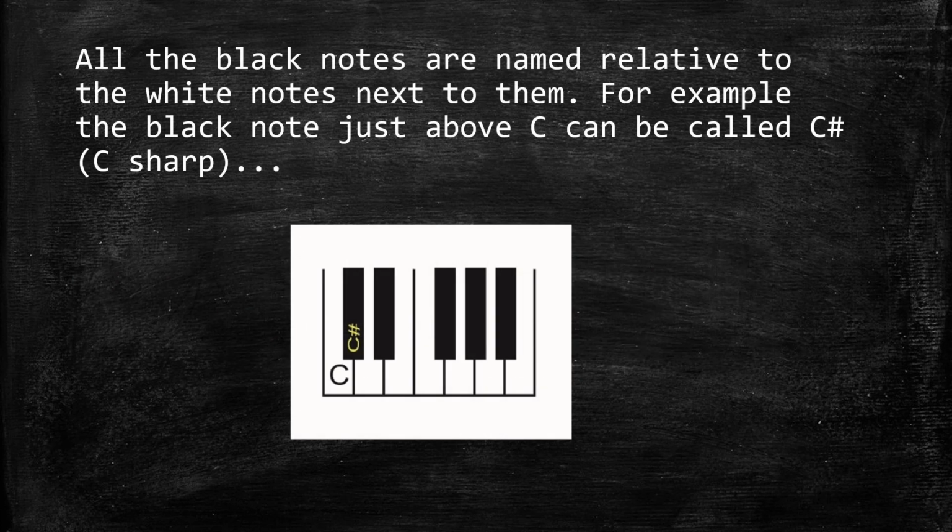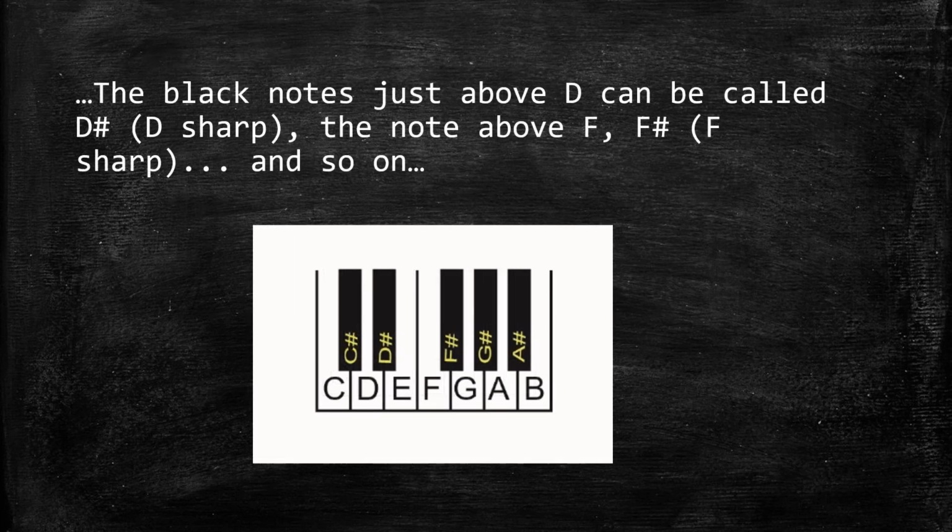All the black notes are named relative to the white notes next to them. For example, the black note just above C can be called C sharp. The black note just above D can be called D sharp. The note above F, F sharp, and so on.